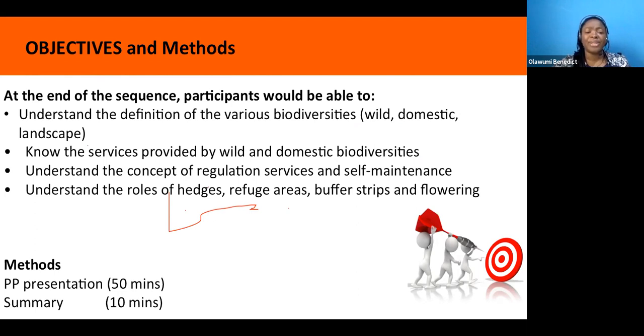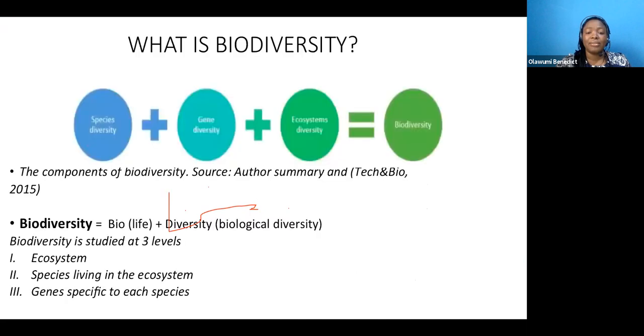And you know, sometimes those who are practicing organic, even those who are practicing conventional, they tell you, you must put the buffer zone. What is the implication of this buffer zone? Why do we put buffer zones? And what are we supposed to do in those buffer zones? We are going to look at everything in this sequence. So what is biodiversity?